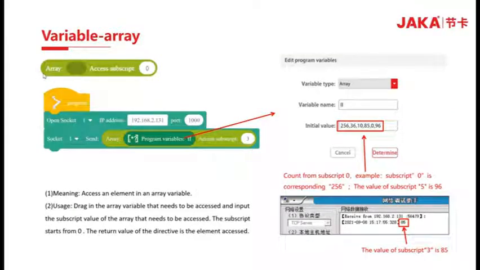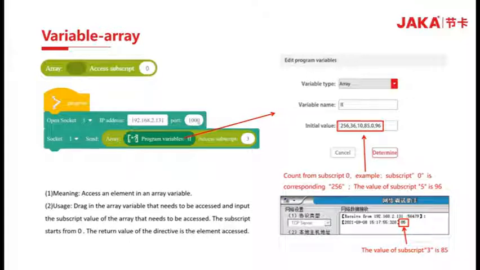Now we are going to talk about the function access subscript. The access subscript function is a way to read the information inside the array. For example, in this program, we use this OpenSocket program to ask the robot to read inside the subscript number 3 and send us what's inside.